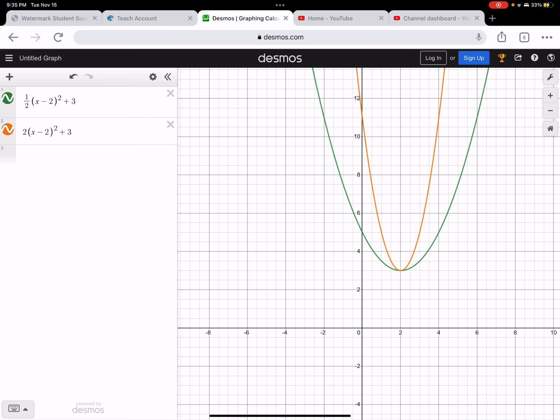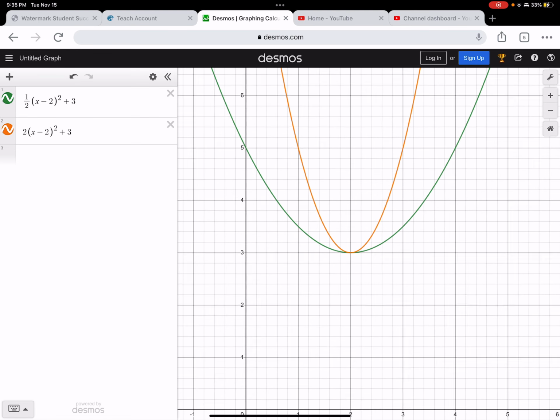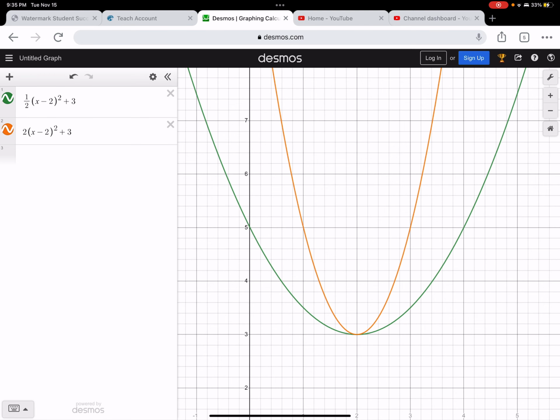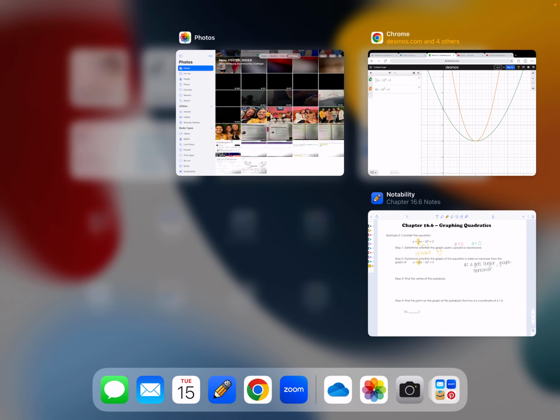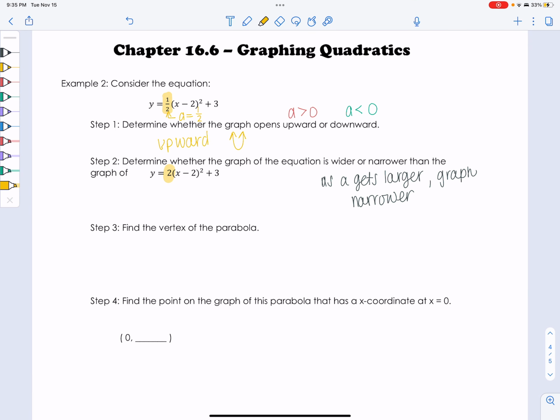And I wanted to show you this because you can see that the 1/2, the one on the outside, the green one, the 1/2 is wider than A equals 2. And so this graph is going to be my original, the y equals 1/2 with A equals 1/2, is going to be wider than this new graph.